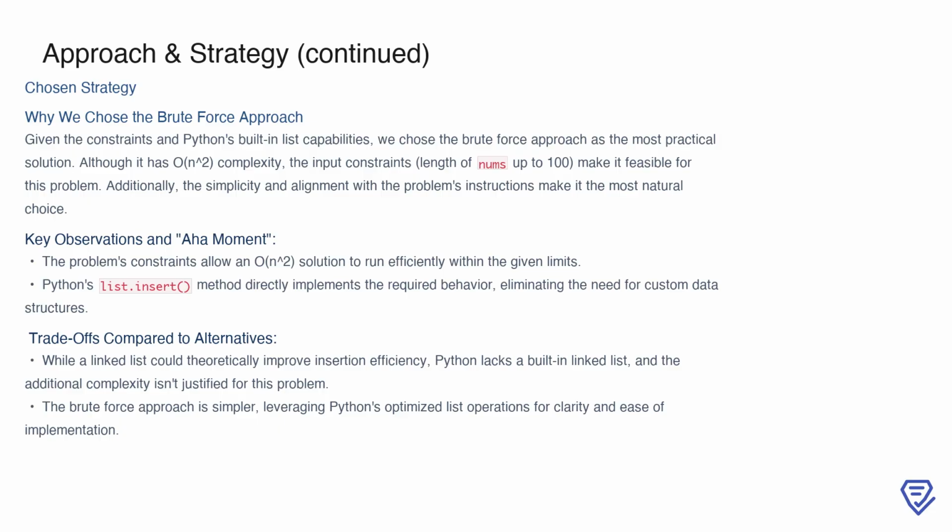A key insight here is that Python's list.insert method already performs the exact operation needed for this problem. Leveraging this built-in functionality simplifies the implementation significantly. While alternative strategies, such as using a linked list, could theoretically reduce insertion costs, the lack of a built-in linked list in Python and the additional complexity of implementing one outweigh any potential benefits. This realization highlights the importance of balancing theoretical efficiency with practical implementation, especially when problem constraints favor simpler solutions.